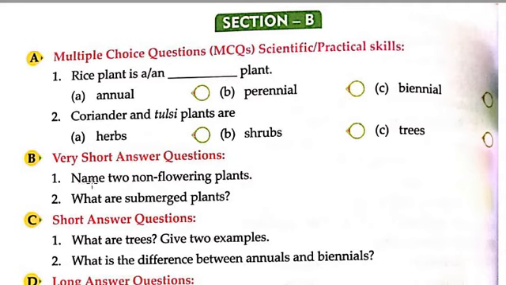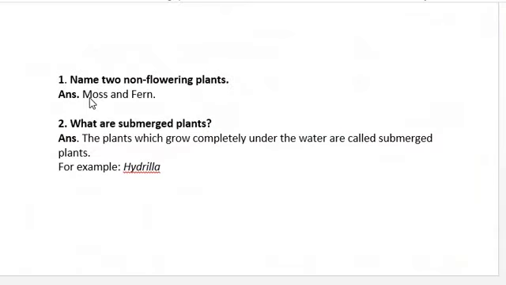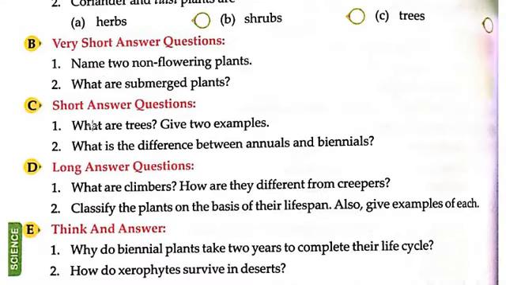Very short answer questions. Number 1. Name 2 non-flowering plants. Moss and fern are non-flowering plants. 2. What are the submerged plants? The plants which grow completely under the water are called submerged plants. For example, hydrilla.